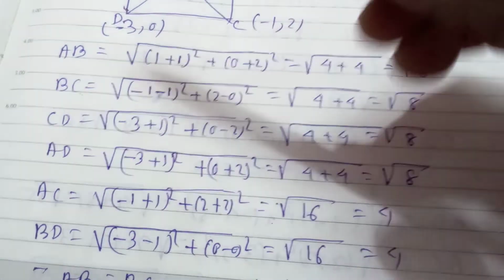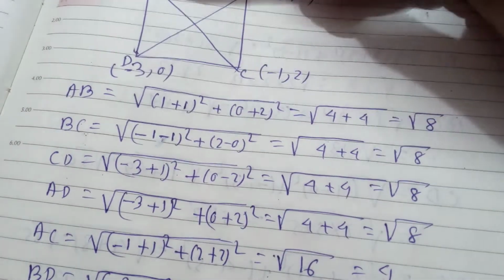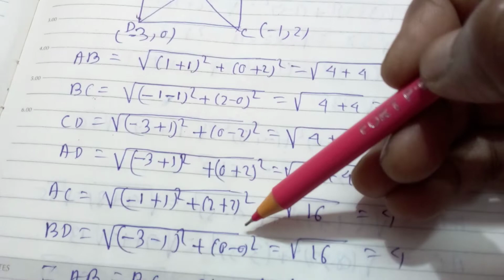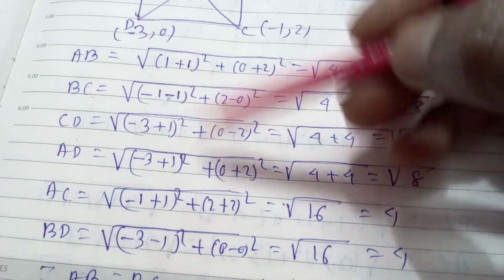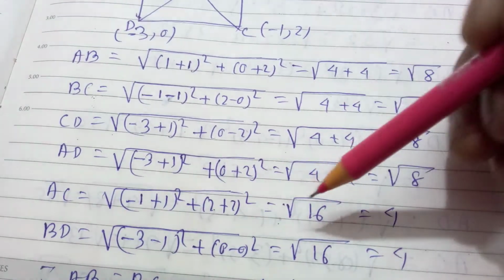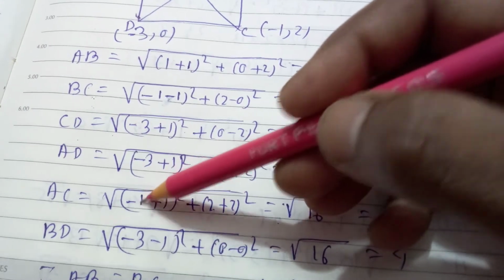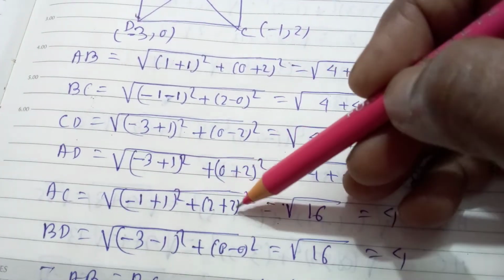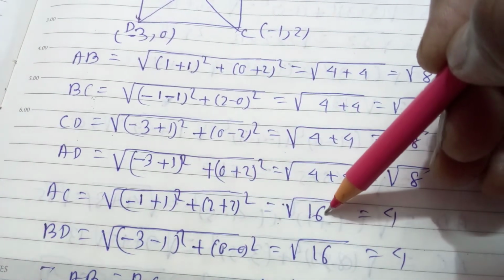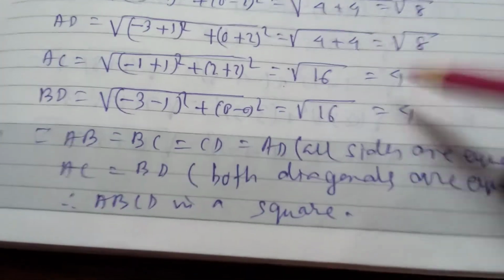And AC equal to AC minus 1 minus minus plus 1 square plus 2 minus minus plus 2 square. So it cancels, because minus 1 plus 1 cancel. 2 plus 2 is 4, 4 square, that is 16. Root 16 equal to 4.